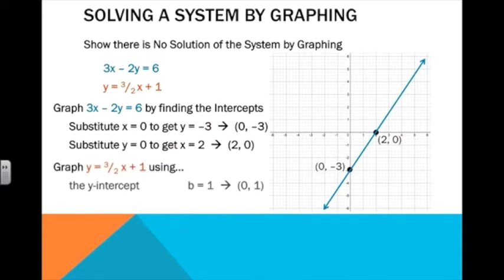Next, we'll graph the line y equals 3/2 x plus 1, which is in slope-intercept form. We can see the y-intercept is the point (0, 1) by looking at the constant term plus 1. Then we can see the coefficient of x is 3/2. This means we can start at the y-intercept and rise 3 and run 2 to find our second point, (2, 4), and graph the line.